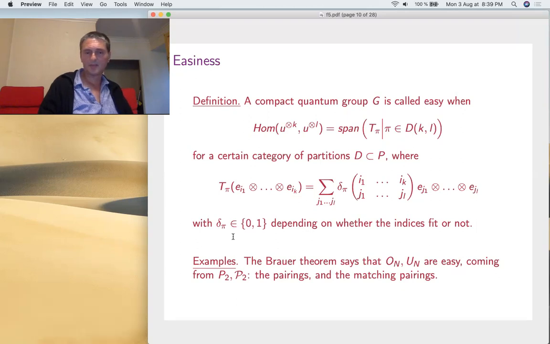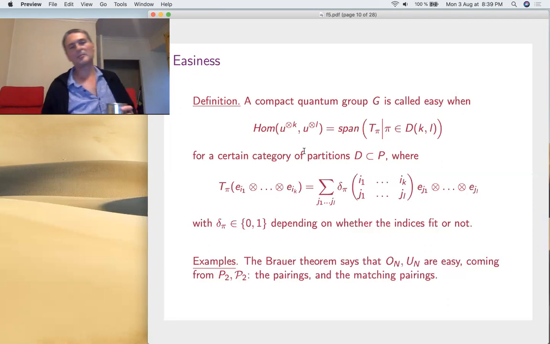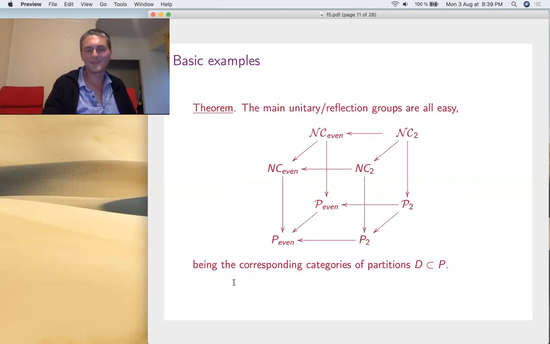And so G is called easy when the tensor category appears in the simplest possible way, spanned by partitions. And Brauer's theorem says exactly that O_n is easy, coming from all pairings, and also U_n is easy, coming from all matching pairings. So this is the so-called Brauer algebra, what I'm doing here. But it works, of course, for any quantum group. I mean, there's no need to assume that the groups are classical. Now, in connection with our examples, we have how many? 8 examples, 4 classical, 4 free, and Brauer from the 40s tells you that 2 of them are easy. Well, no surprise now, they're all easy. And here are the partitions.